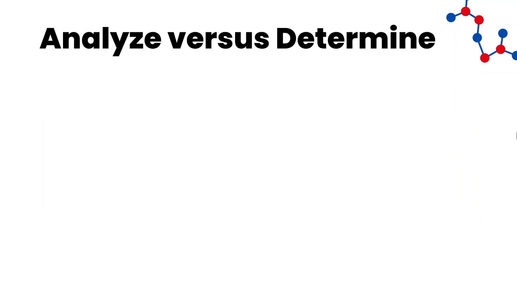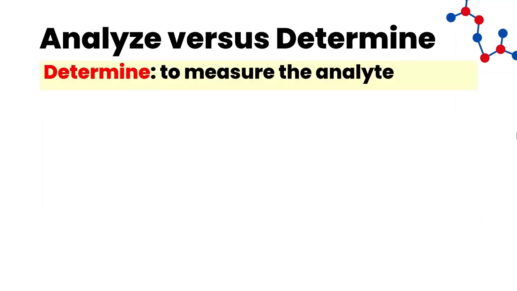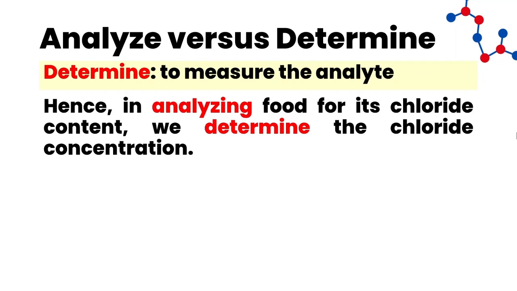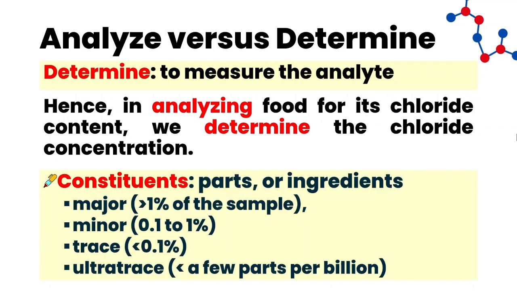On the other hand, the word determine is to measure the analyte. Hence, when we say, in analyzing food for its chloride content, we determine the chloride concentration. We want to know the composition of food, and that's why we measure the chloride concentration. We want to analyze the food for its chloride concentration. We want to know its component in terms of chloride concentration, and that's why we measure it.